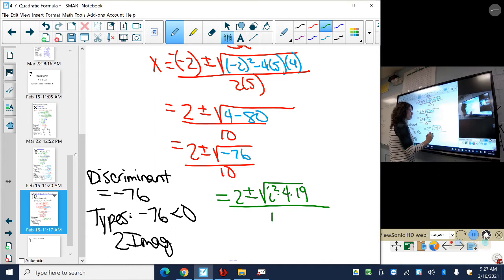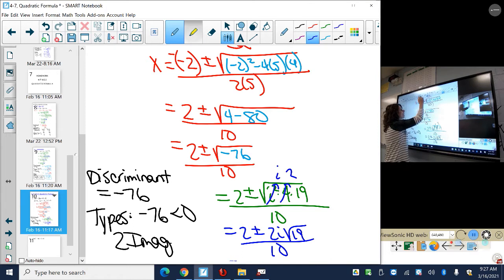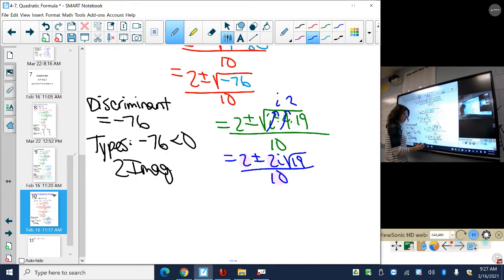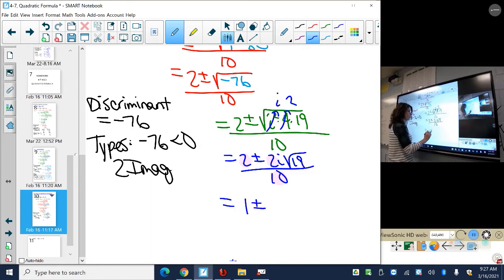Why is that an i squared? Because that's -1. So that comes out as an i. That comes out as a 2. So I'm going to have 2 plus or minus 2i square root of 19 all over 10. Then the 2 and the 10 are all divisible by 2. So that gives me 1 plus or minus i square root of 19 over 10.